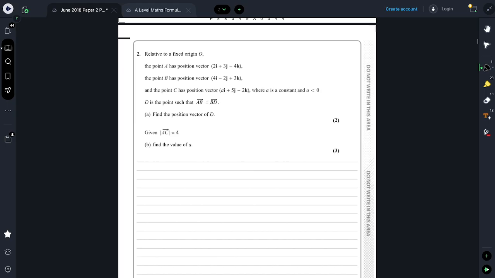Okay, question 2. So it's given us 3 different position vectors essentially, and it says D is this. So I guess 4 position vectors in a way. So it's asking to find the position vector of D. Okay. Well, we are given A and B, and it's in terms of A and B.